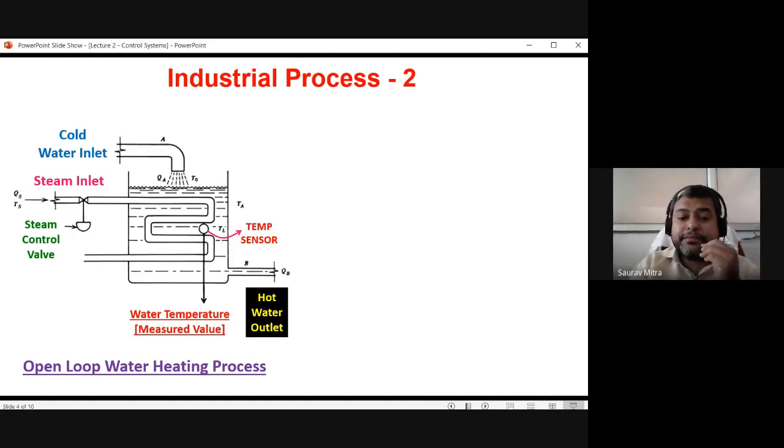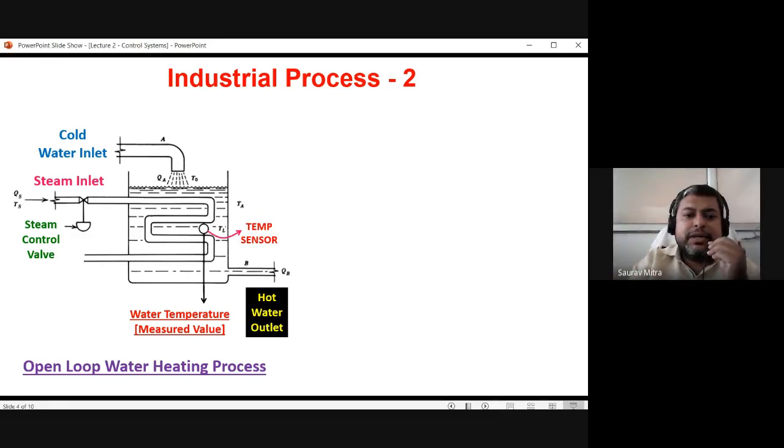If we can do that, then only it is going to be a closed loop system. So in this case, there is a temperature sensor which is given by TL, T stands for temperature, L stands for liquid, TA stands for ambient temperature, B stands for the outlet, A stands for the inlet pipe cross section, B is the outlet pipe cross section, QB, Q stands for flow, volume per second. So QB is the outlet flow, QA is the inlet flow, TO is the water temperature, all those things. So these are called process parameters.